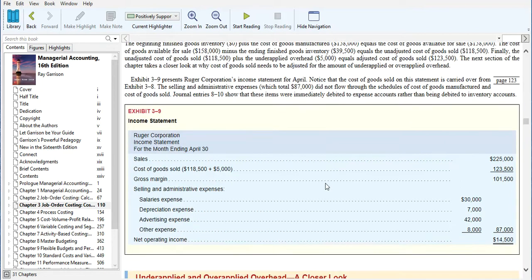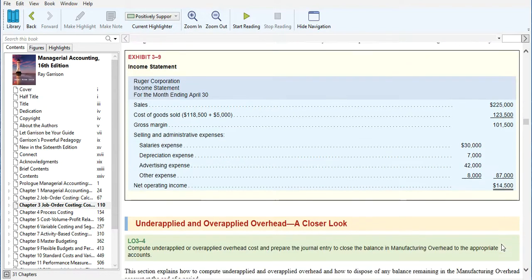And then the income statement is shown here. Now when you do the income statement, the cost of goods sold is going to be the adjusted cost of goods sold, not the calculated version. So your gross margin will be this 101.5, and then you're going to take out the salaries, depreciation, advertising, and other expenses to arrive at a net operating income of $14,500.